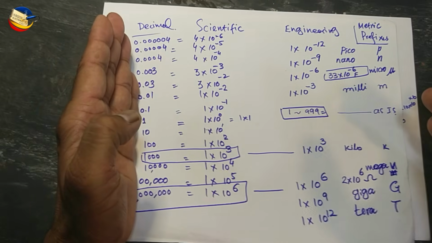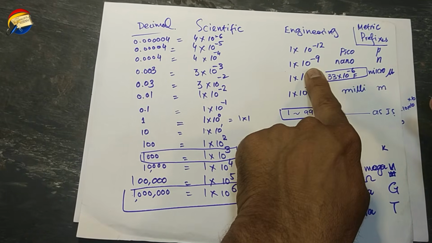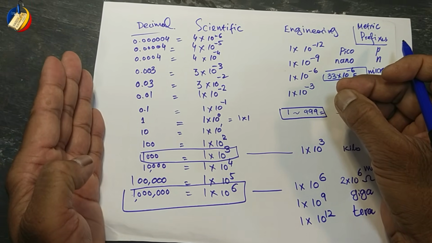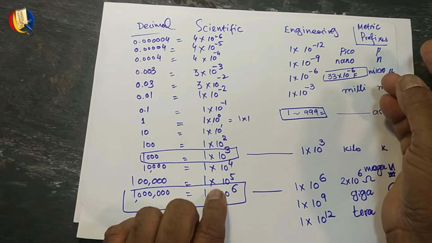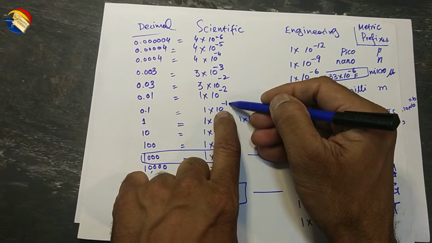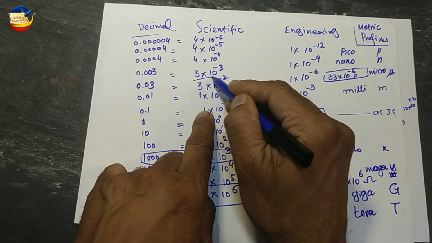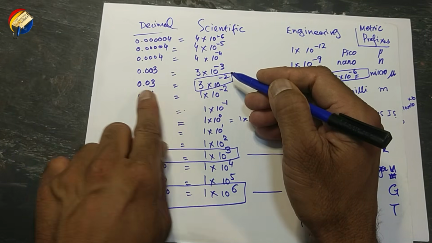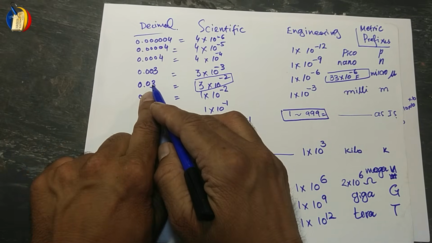Decimal notation, or standard notation, or regular notation, or ordinary notation. Here is scientific notation, engineering notation. In scientific notation, any number before the decimal, positive or negative, will be used with a power of 10. Like here, 0.1 is expressed as 1 × 10 raised to the power minus 1. Here 0.03, 3 multiplied by 10 raised to the power minus 2. So it is 0.03. This exponent number indicates the position after the decimal. This is the position of 3. That means after the decimal, this will stand at position number 2.